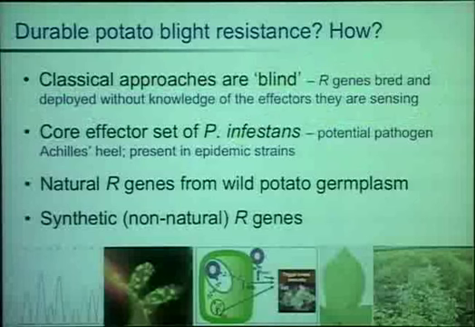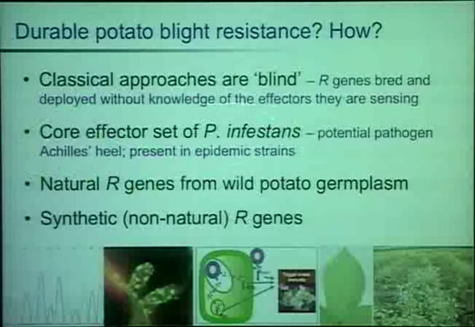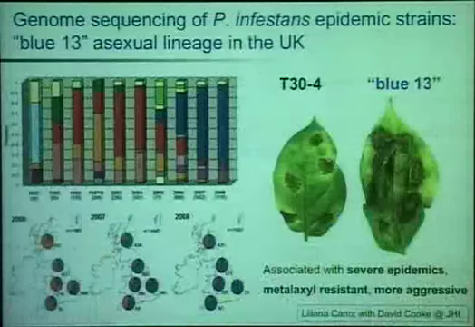But the classical approaches have been blind to the pathogen. Basically, breeders have introduced these resistance genes without any knowledge of the effectors, without any knowledge of how these genes are functioning in terms of the molecules that are perceiving. So one idea here is, do we have an effector set that is more conserved than the remainder of the effectors? And this could be a potential Achilles heel that we can exploit in developing resistance.